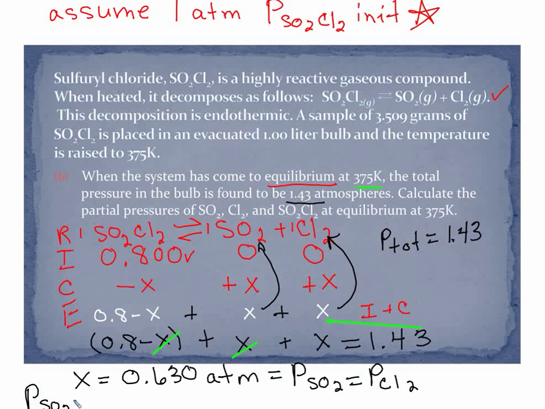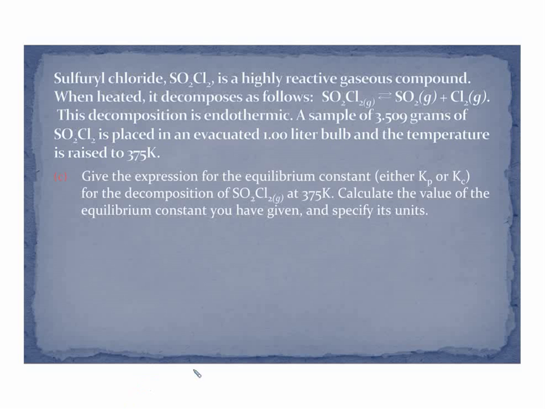Now, my partial pressure of SO2Cl2 is equal to 0.80 minus X, which was 0.630. So that one is going to equal 0.170 atmospheres. Okay, so now I have all of those equilibrium pressures. And so that's part B. Now let's go on to part C.